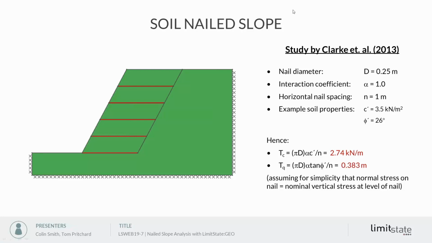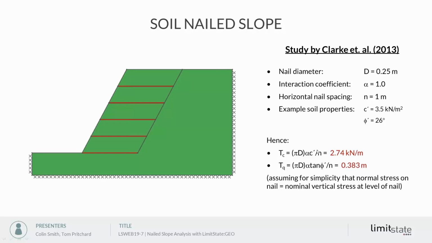Effectively, we've got some soil nails of diameter 0.25 meters. We're going to assume full interaction, alpha equals 1, that they're spaced at 1 meter intervals, and the soil properties are a c' of 3.5 and a phi' of 26.